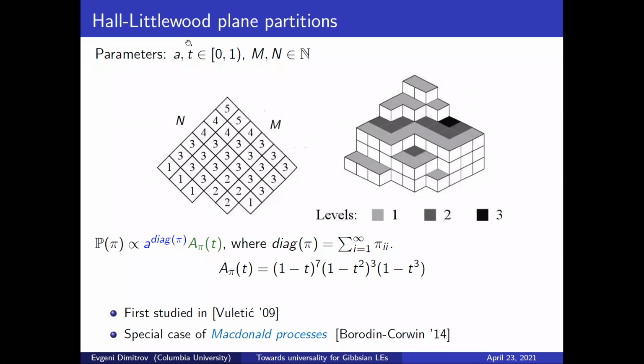This measure is going to depend on 2 parameters, little a and little t, that are both between 0 and 1. The probability of a plane partition is going to be, up to a normalization constant, the product of 2 terms. The first one is just a to the diagonal of pi. The diagonal of pi is exactly what you think it is: you just go over the main diagonal and sum up all the entries. The way you should think about this term is that it's a volume constraint for the plane partition, because it's preventing the diagonal from becoming very high. But of course, if the entries are weakly decreasing along rows and columns, having a small diagonal means that all the entries need to be small.